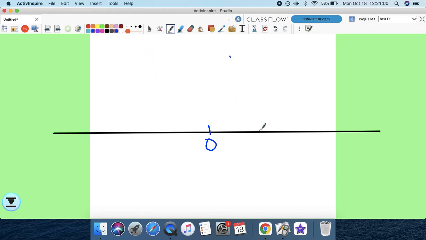So let's pretend that's 0. Let's pretend that's 1. So this is 1. And let's pretend that's A. Right? That's A. And over here, let's pretend that's B. So how much is A?